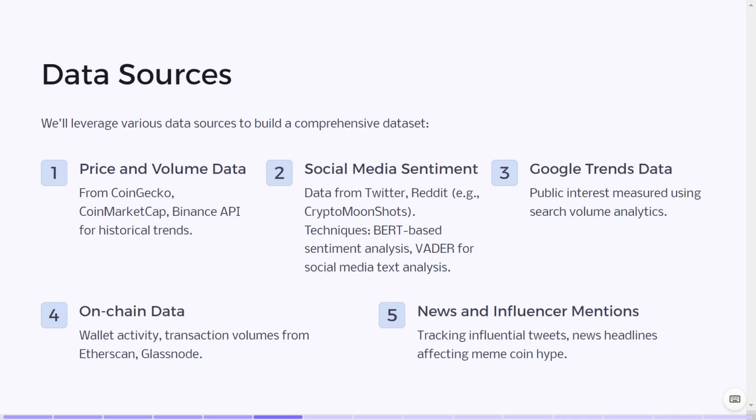First, we obtained price and volume data from platforms like CoinGecko, CoinMarketCap, and Binance API. This data provided the historical trends needed for time series analysis.